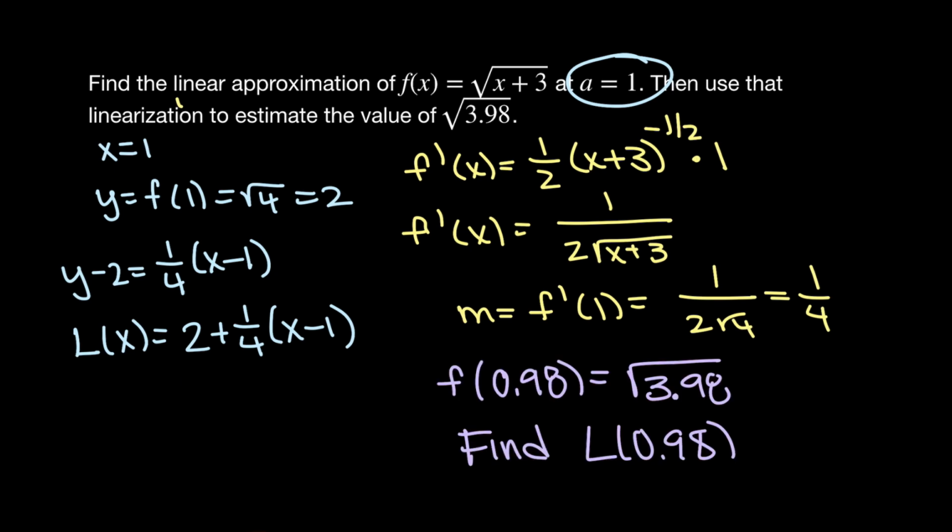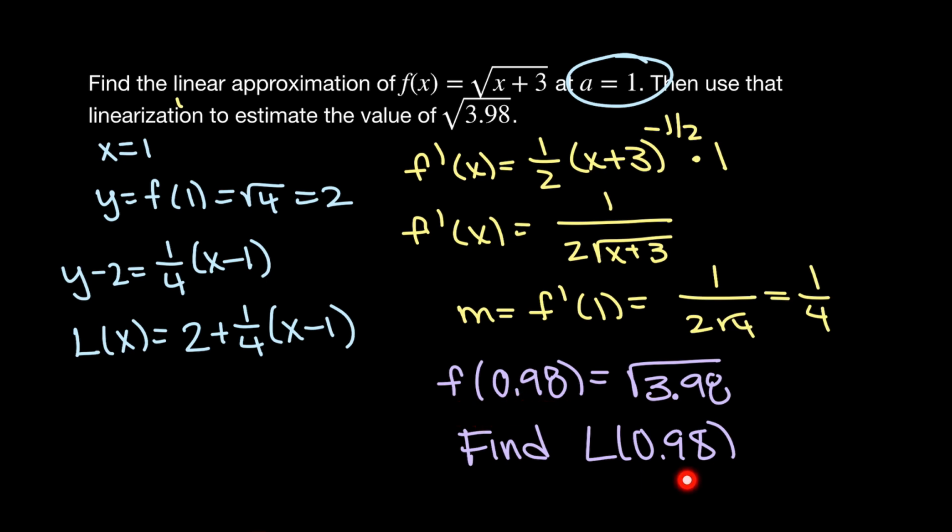The second part of the problem is asking us to use our linearization to estimate the value of the square root of 3.98. So the first thing I need to think about is, if I wanted to find the square root of 3.98, what number would I plug in for x into my original function? Well, if I replace the x with 0.98, then f of 0.98 would give me the square root of 3.98. So I'm basically trying to estimate the value of f of 0.98.